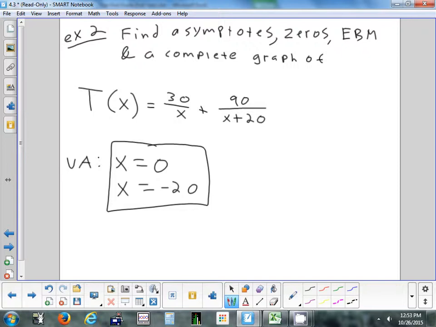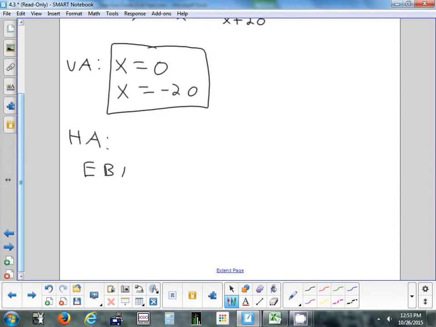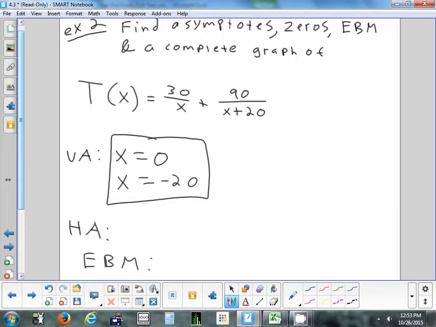All right, horizontal asymptotes. Okay, to do that, we got to find our end behavior model. Right, so end behavior model basically means we're going to look at the highest degree term in the top and the bottom of the fraction, but I really need to put these together. Okay, so my common denominator, it's just a product of the two that I have. X plus 20. Hey, Corey, what would I multiply top and bottom by to give the first fraction this common denominator?